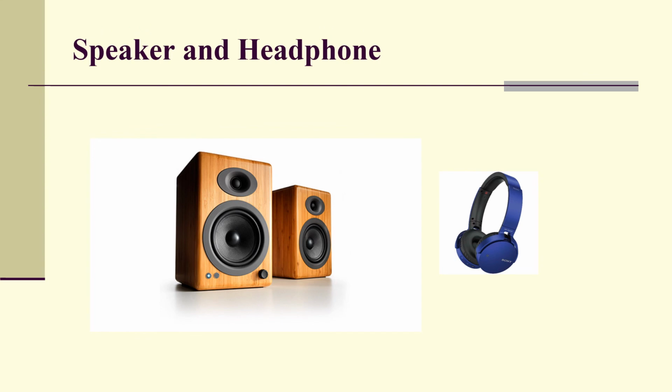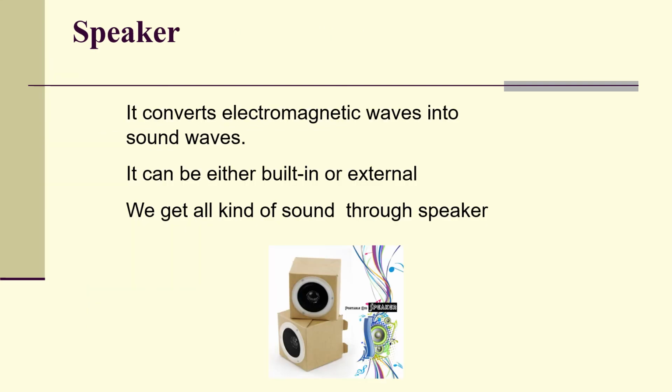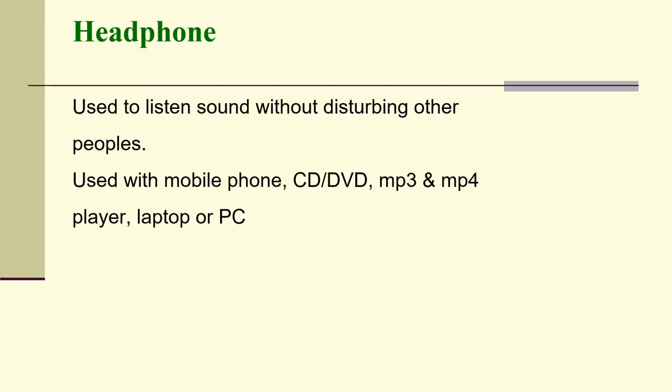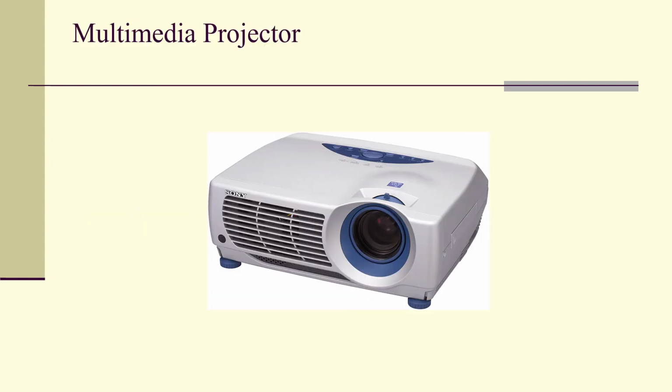Speaker and headphone. Speaker converts electromagnetic waves into sound waves. It can be either built-in or external. We get all kinds of sound through the speaker. Headphone is another output device. It is used to listen to sound without disturbing other people. It is used in mobile phones, CD or DVD, MP3 player, and laptop or personal computers.